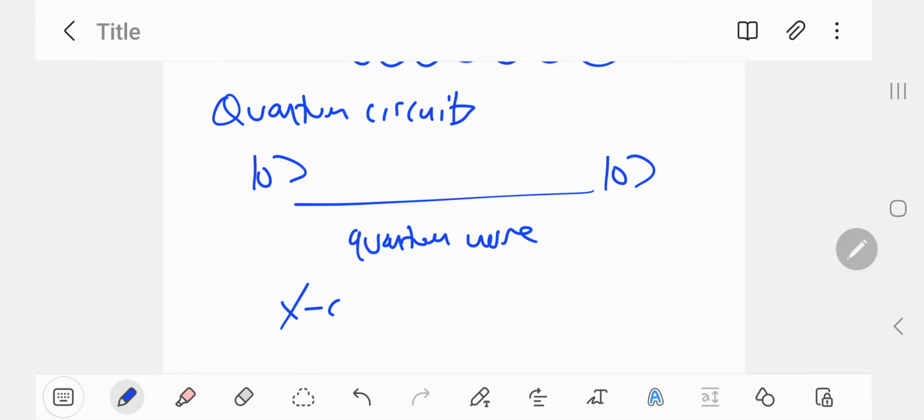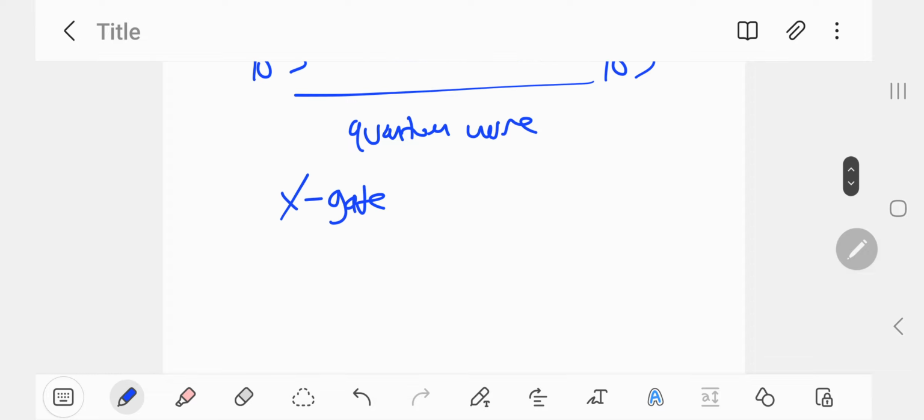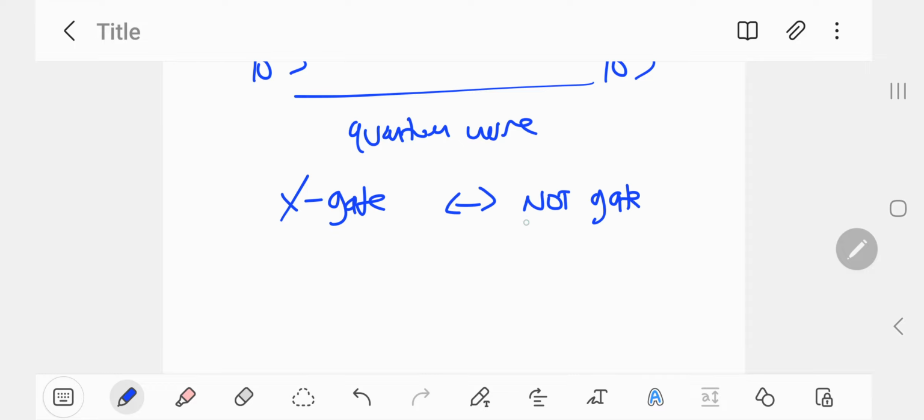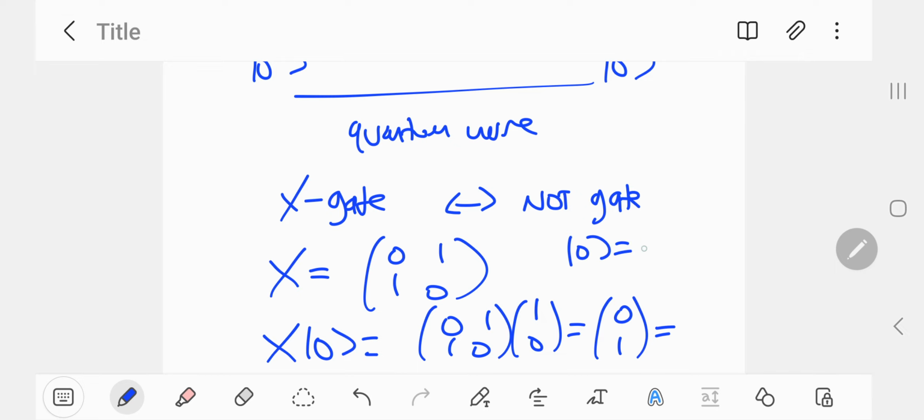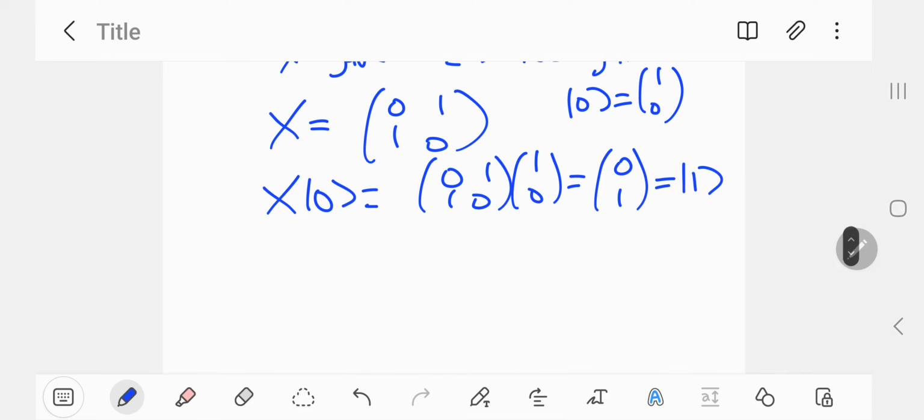There's something called an X gate. This is the quantum equivalent of a classical NOT gate. It basically inverts an input into something else. So the X gate is like a 2x2 matrix. If you act that on state 0 and do the matrix multiplication, you'll get this. If we take the state 0 to be given by this column vector, and this to be 1, this is what you get. So that's what an X gate does.